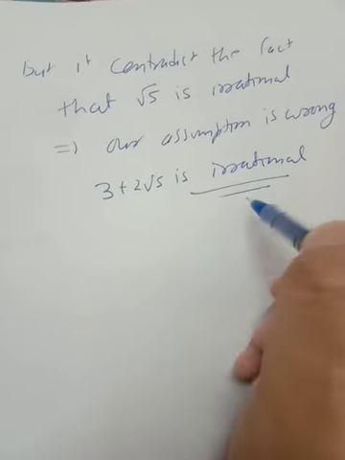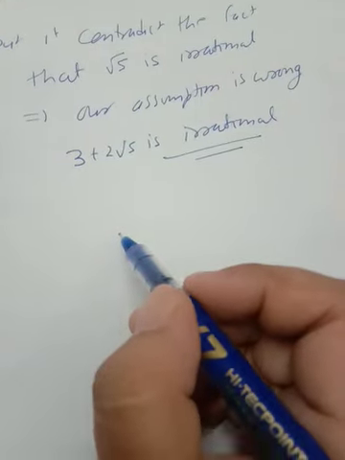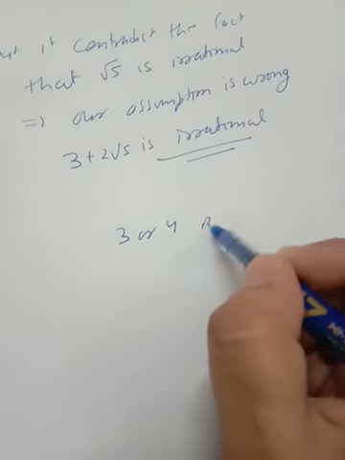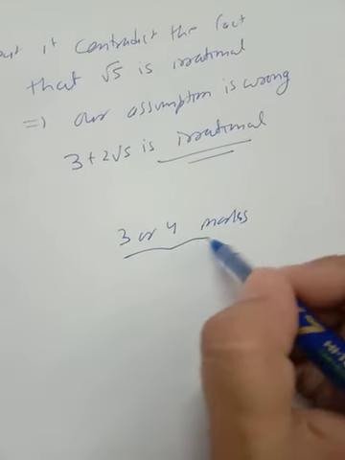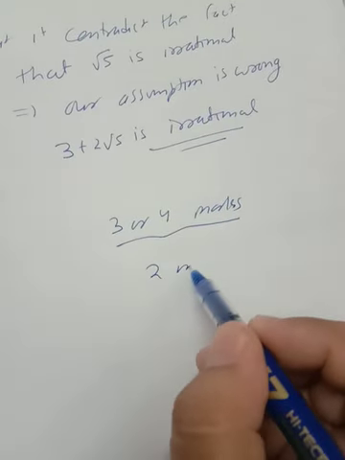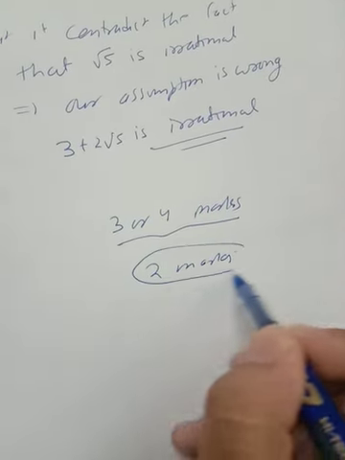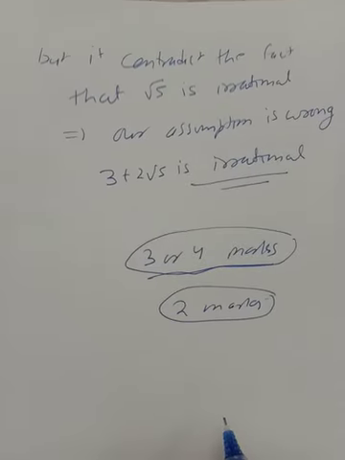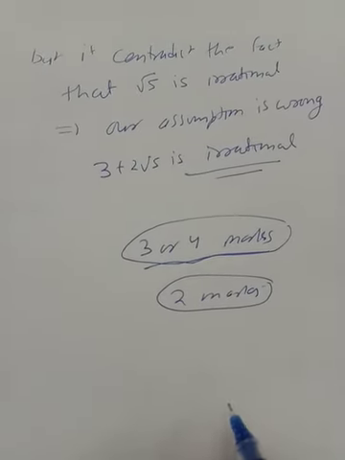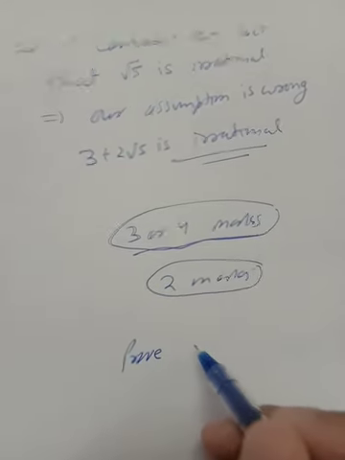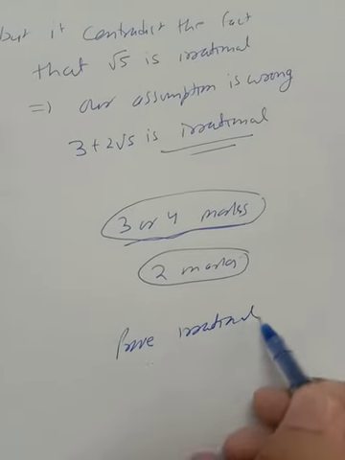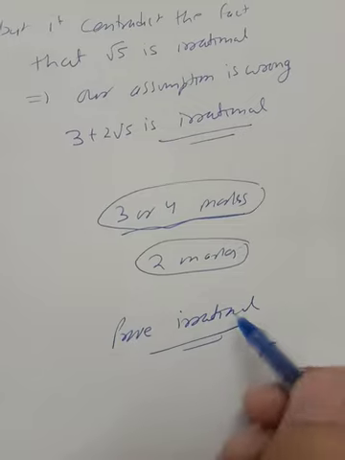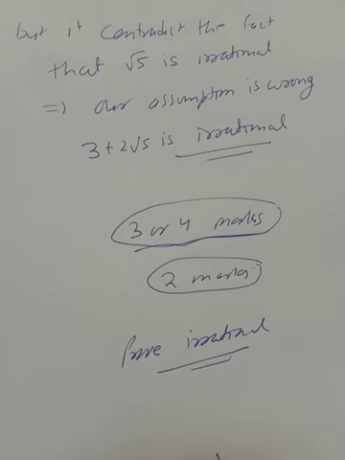So there are two types of questions. The first question is of 3 or 4 marks. And the second question which we have discussed is of 2 marks. So accordingly, you have to solve the questions in your examination. The question of proving irrationality is very important. So you have to practice this properly so that you are able to solve the questions.